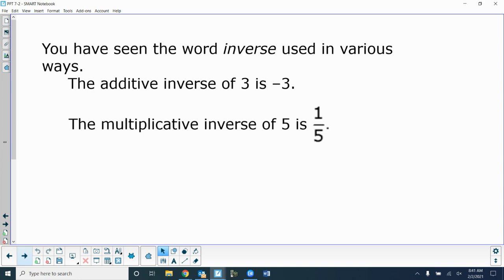So, we've talked about inverses with numbers. Right? The additive inverse of 3 is -3. This is basically the opposite, right? The multiplicative inverse of 5 is 1/5. We call it the reciprocal. All stuff we've talked about earlier this year.